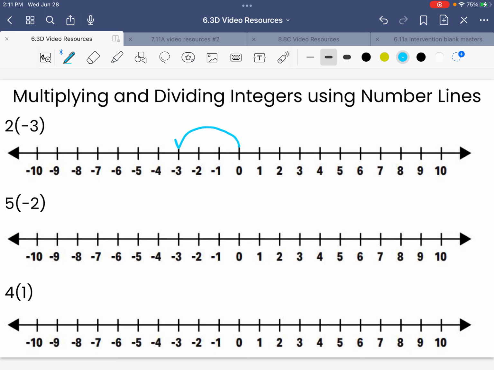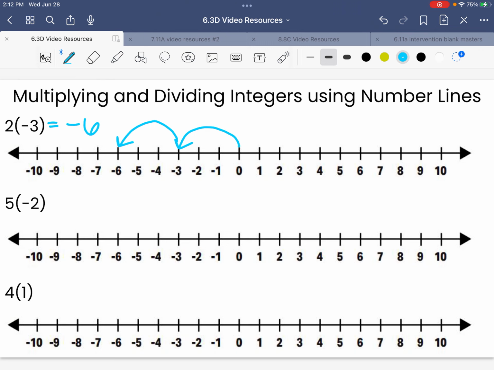and jumping to -3. That represents one group. But I know I have two groups, so I'm going to take another jump the same size, so still size of -3, and that takes me all the way to -6. So two groups of -3 is equal to -6.